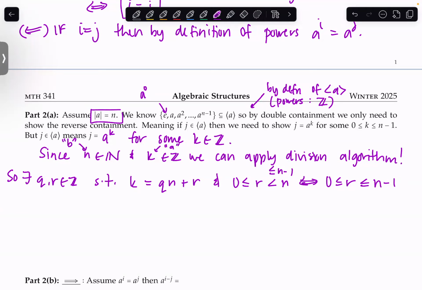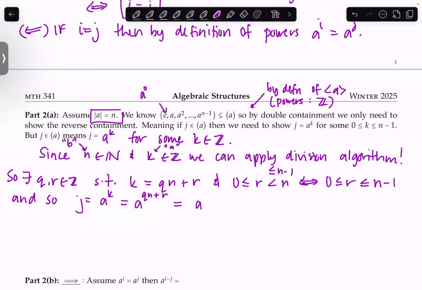Okay, so here, if I look at my j that I know I can write as a to the k, because it's in my cyclic group, I now said I can rewrite my power as qn plus r. And ultimately, my goal is to get rid of the qn part and just have a to the r, then it lands in the correct place. So I'm gonna do some manipulation here to get rid of that piece there.